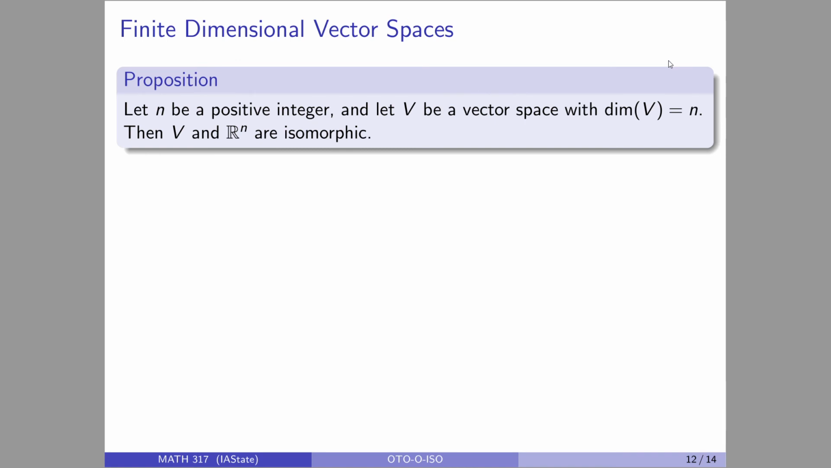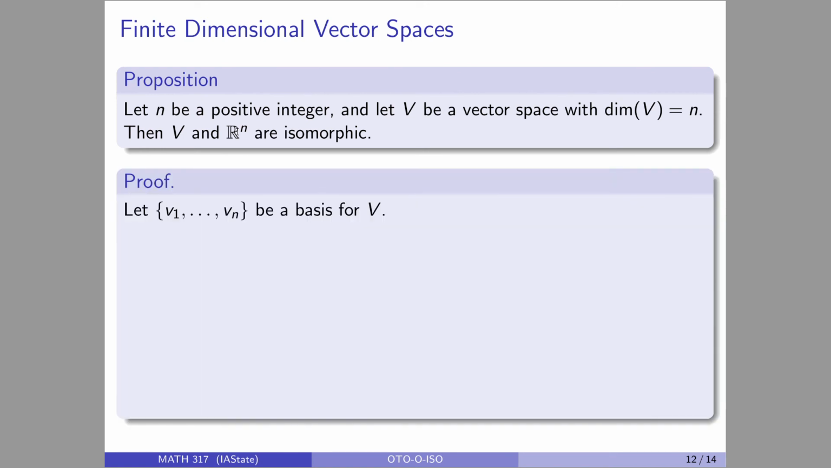Oh, hey, exactly what I just said. So if you've got a positive integer n and a vector space with dimension n, it's Rn in disguise. They're isomorphic. They might be presenting themselves differently. For example, V might be all of the polynomials of degree less than or equal to n minus 1, but they are isomorphic. So take a basis B.